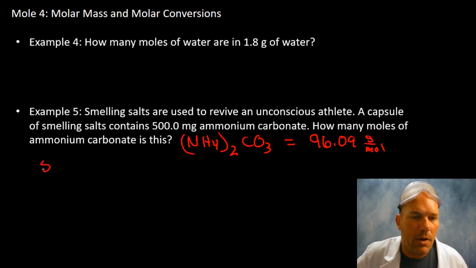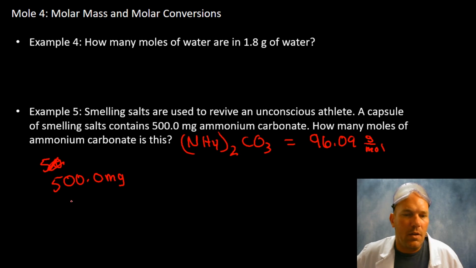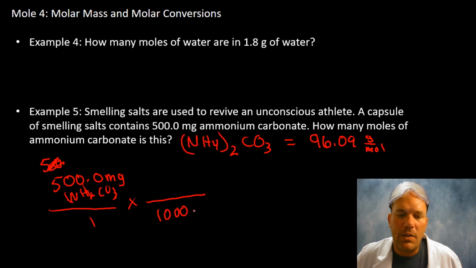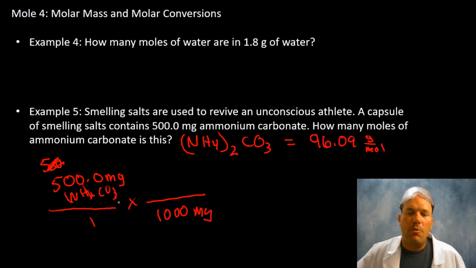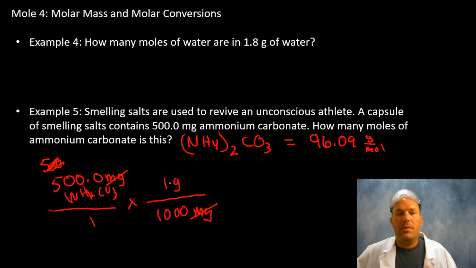Okay, so we start with 500 milligrams of ammonium carbonate, (NH4)2CO3, and I'm going to put that over 1 times. I need milligrams to factor out, so I'm going to say there's 1,000, and that is an exact number, 1,000 milligrams in 1 gram. So that's going to knock out my milligrams. So now I'm in grams.